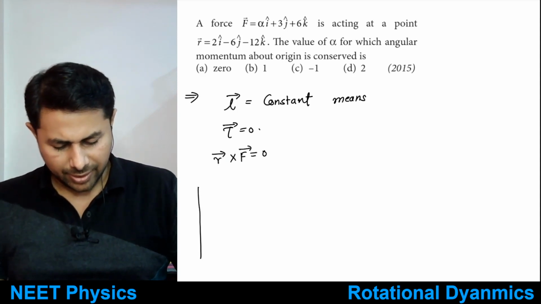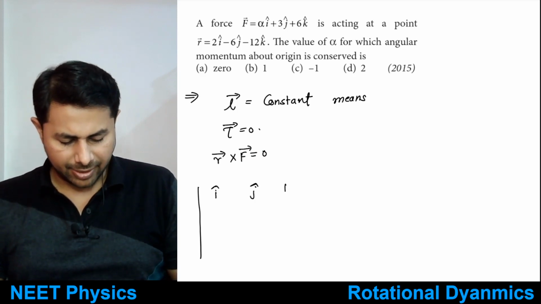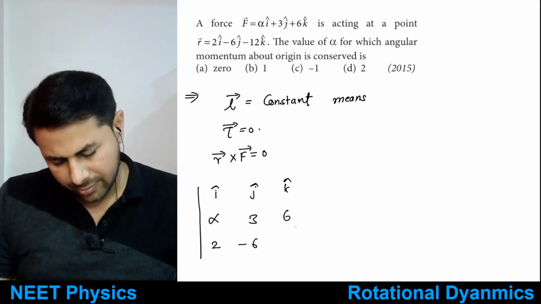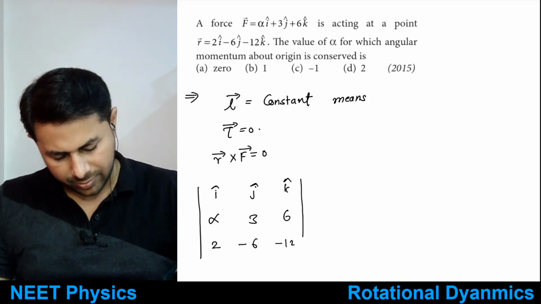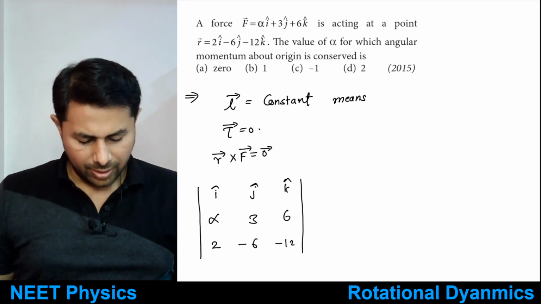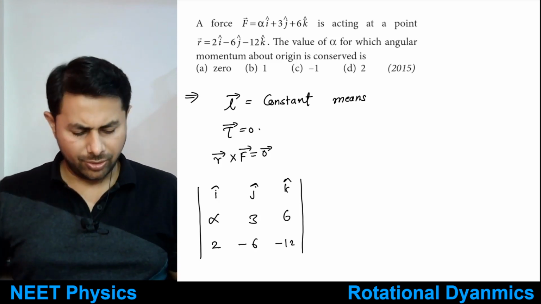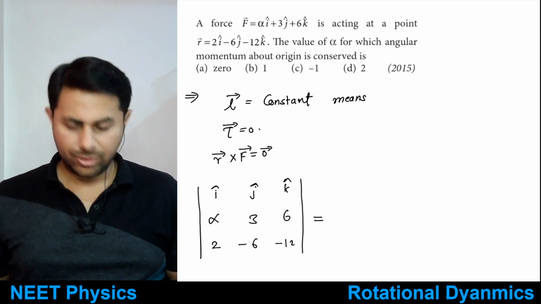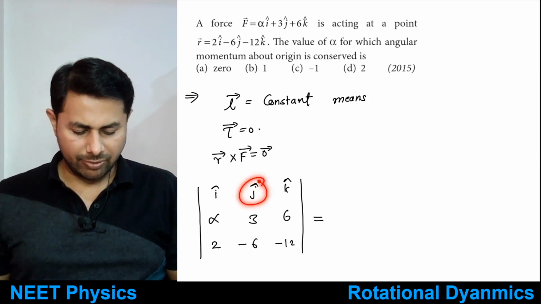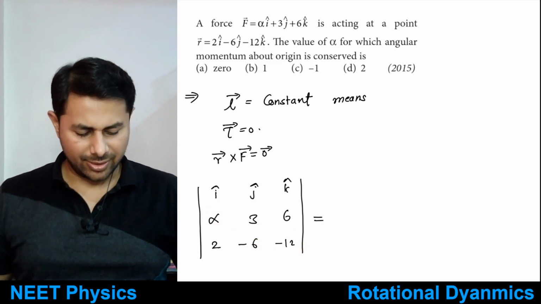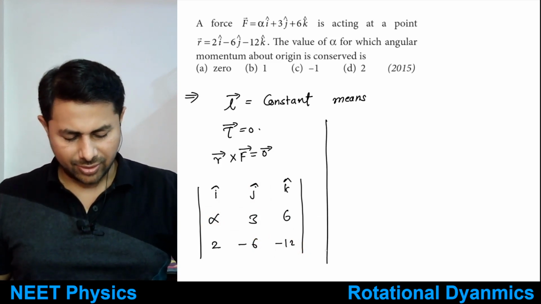Find out R bar cross F bar: determinant of i cap, j cap, k cap, alpha, 3, then 6, and then 2, minus 6, minus 12. And this should be equal to 0, but it is a 0 vector, right? So you don't need to solve the complete determinant, since all of its components are 0. Just take one component in which alpha will come. I will just take the y component. Okay, let's find out this torque.